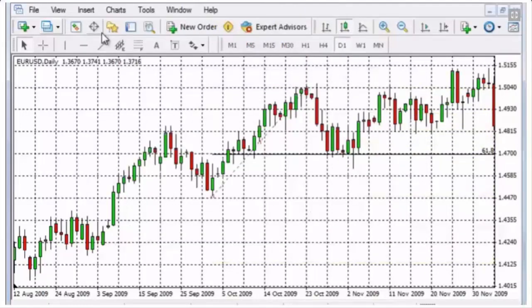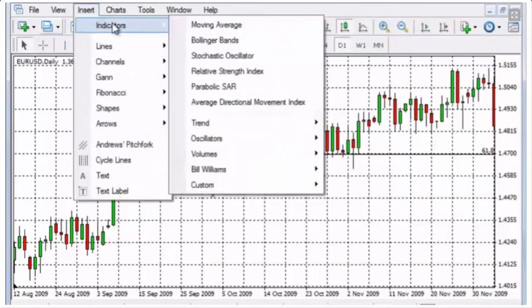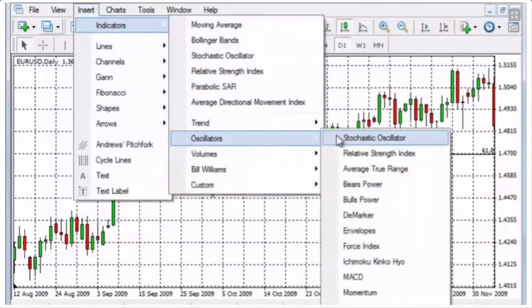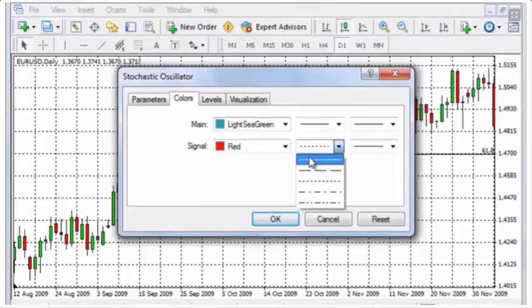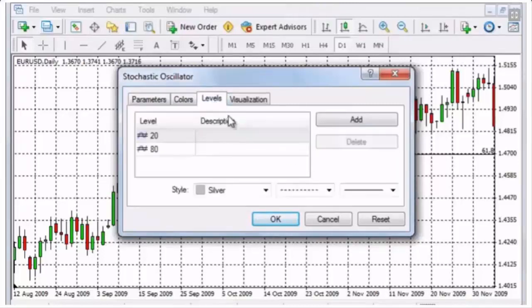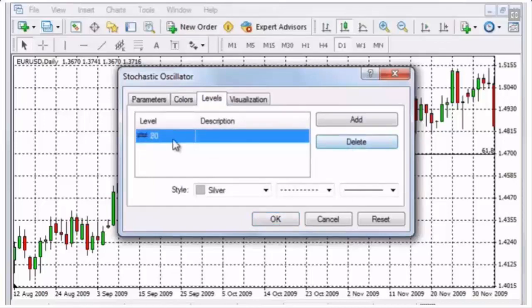Add the stochastic indicator by selecting Insert, Indicators, Oscillators, Stochastic Oscillator. Under the Parameters tab, leave the default values as 5, 3, 3. Under the Colors tab, change the line style to Continuous, and in the Levels tab, set the level as 50. Change the line style to Continuous and change the color to black.